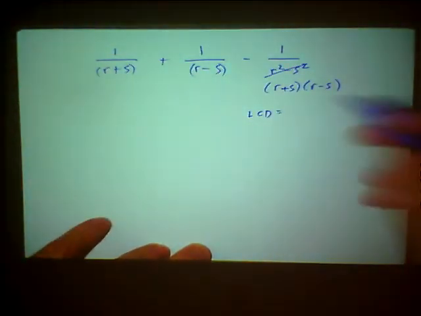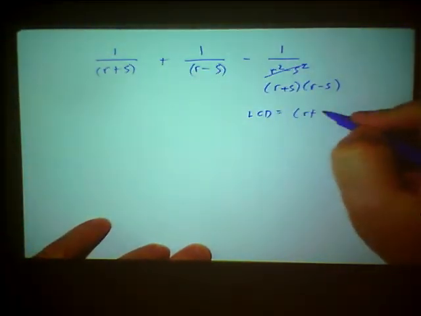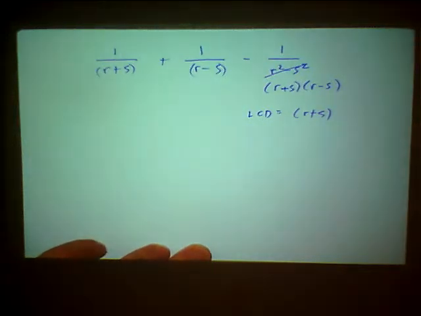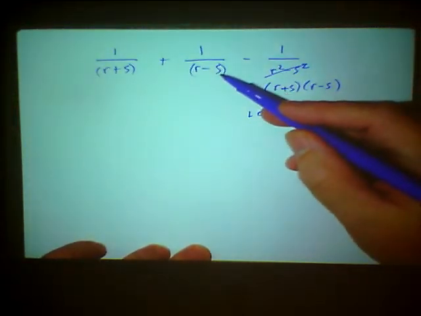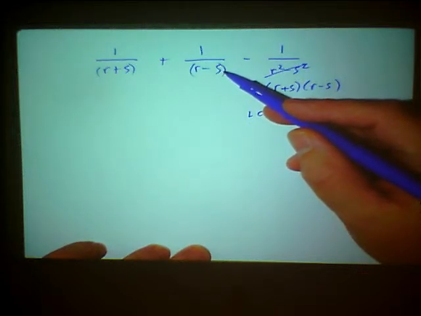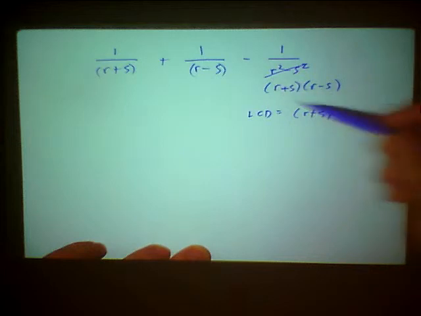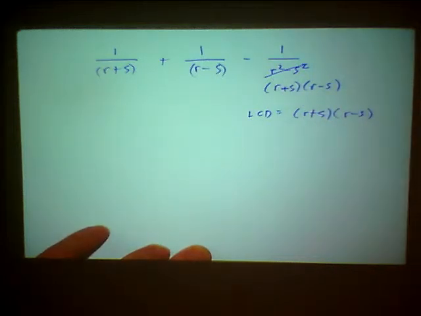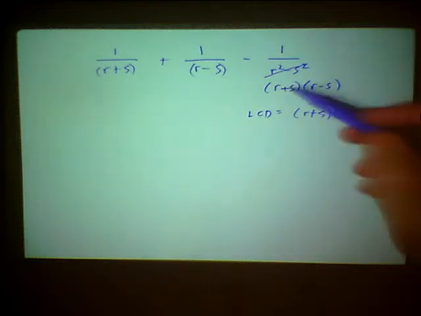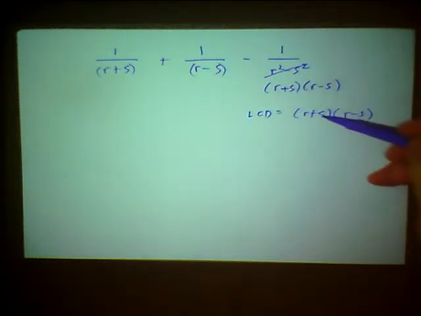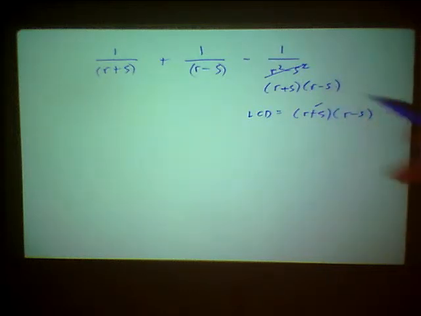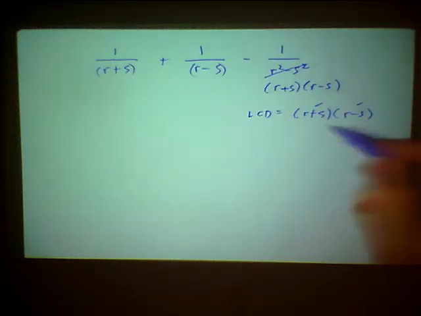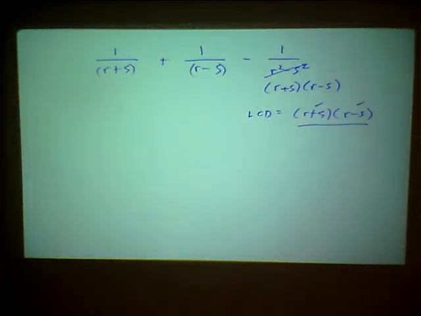Let me write my first denominator, r plus s. I go to my second denominator. Second denominator is r minus s. I go see if I have an r minus s yet in my LCD. I do not, so I have to include it. I go to my third denominator. First, I need an r plus s, and I check. I've already got an r plus s. I also need an r minus s. I've already got an r minus s. Therefore, there's my LCD.